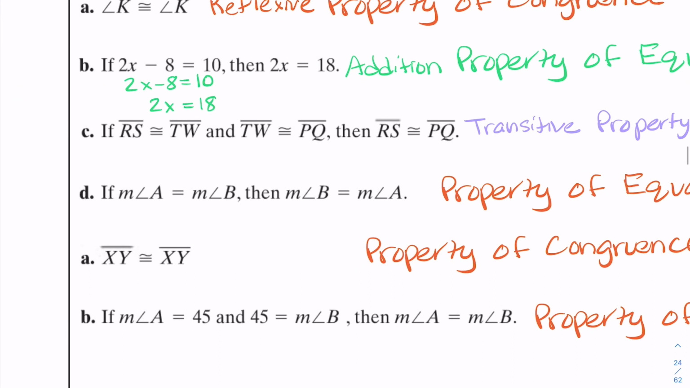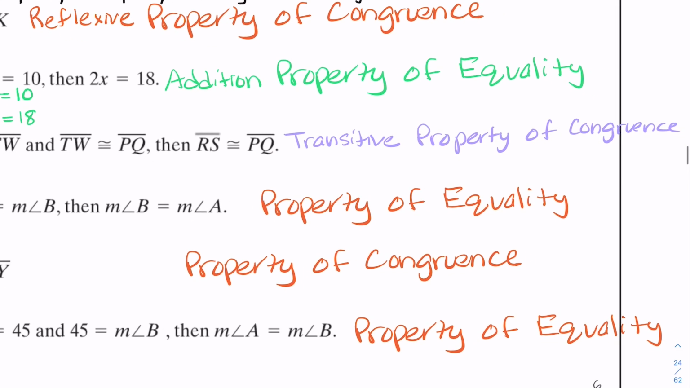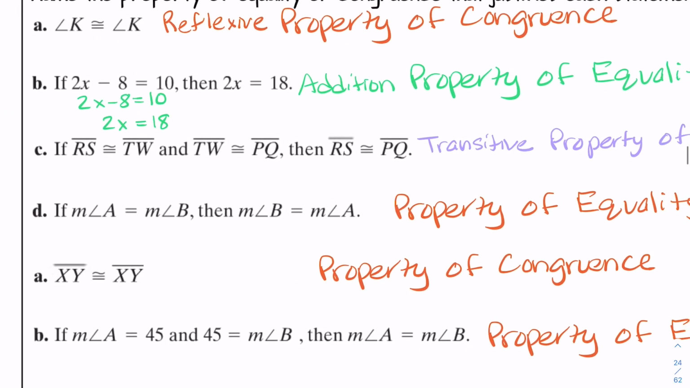This next one, if segment RS is congruent to segment TW and segment TW is congruent to segment PQ, then RS is congruent to PQ. So those segments, why? Because the transitive property of congruence, remember the word train, it's like this car is connected to this car, and this car is connected to this car. So it's kind of like saying the first car is connected to the last car.